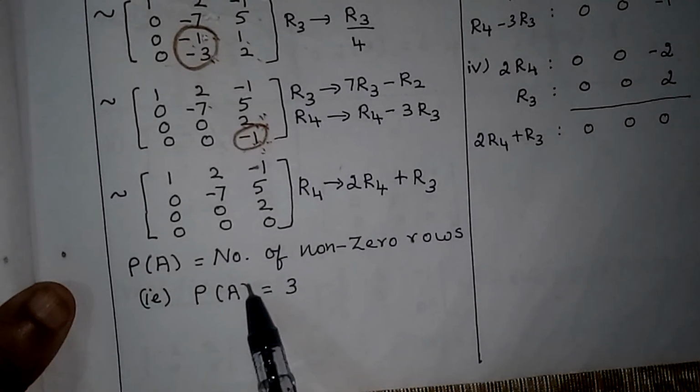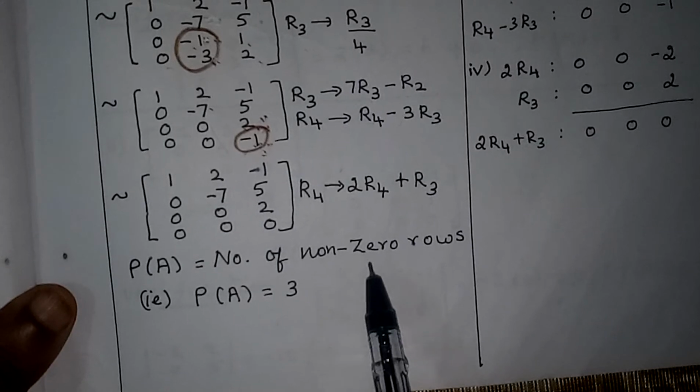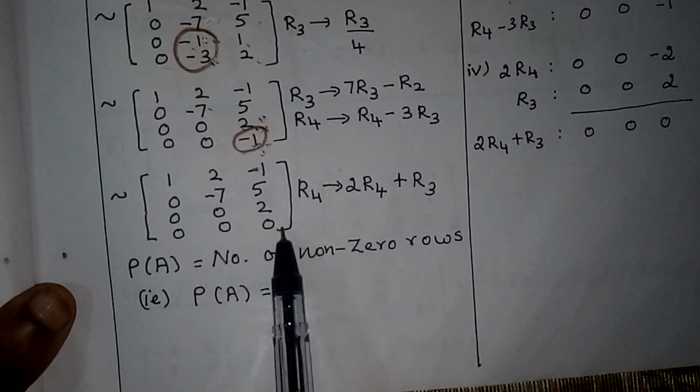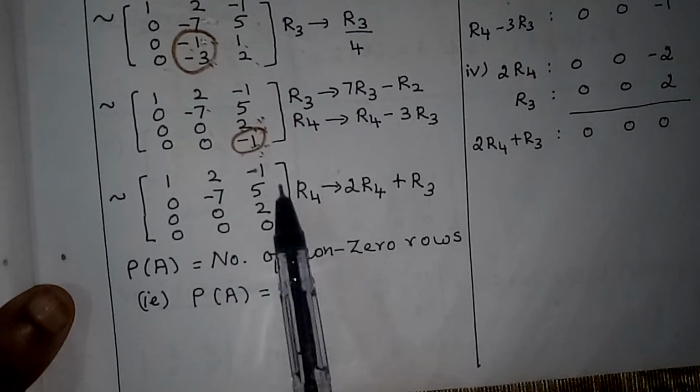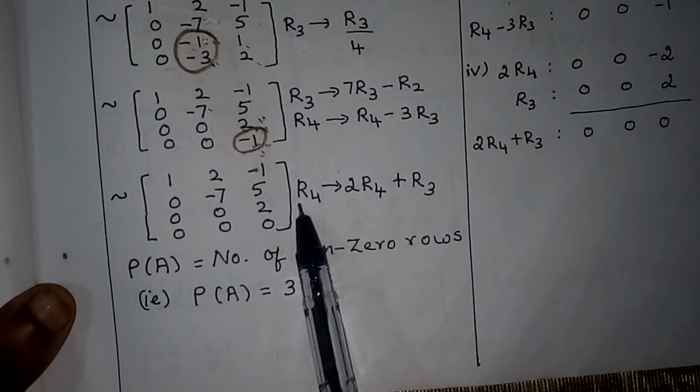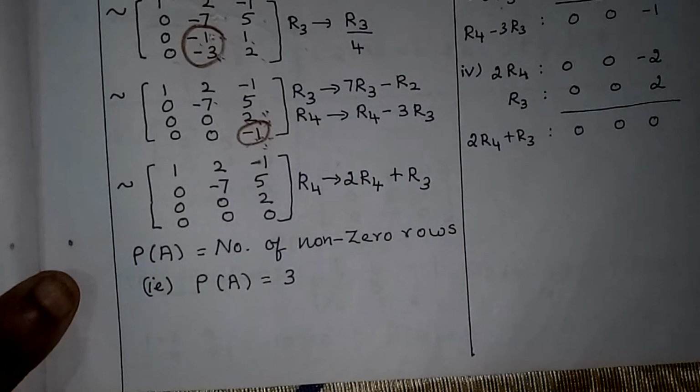And now this is in the echelon form. So the rank of A is what? It is the number of non-zero rows. The last row is fully 0, it is a 0 row. So 3 non-zero rows are there. So the rank is 3.